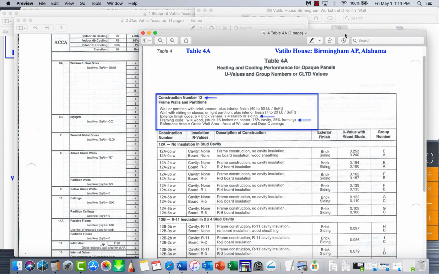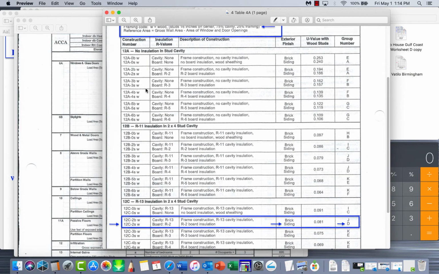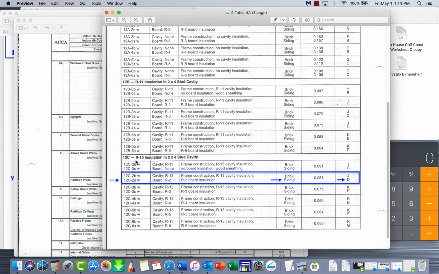And then we're going to look down here through our table, and you see it has certain sections here. No insulation in the stud cavity, R11, 2x4 stud cavity, R13. All right, so that's ours right there. We know we have R13 blanket in the wall. So it's 12C, and then we have to figure out this part down here. Well, here it is right here. We have siding. And remember, siding equals stucco. So we have the same frame construction, insulation inside, R2 board insulation. So all this checks out. And whether you're brick right here or siding right here, that's going to decide whether you use this number up here or this number down here. Well, we're siding down here on the bottom. So 12C, just 2SW.